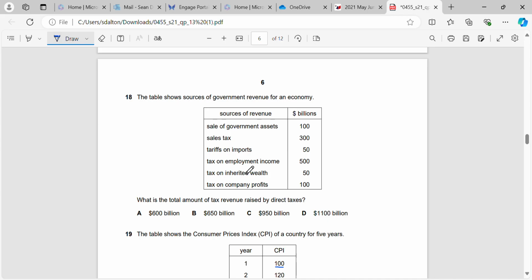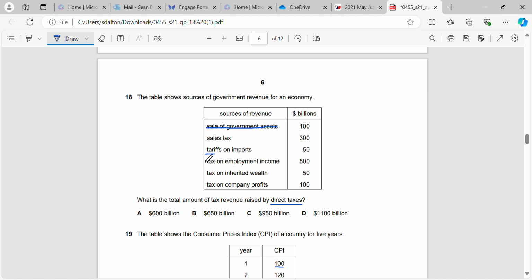Okay, 18. The table shows sources of government revenue for an economy. What is the total amount of tax revenue raised by direct taxes? Okay. Remember, direct taxes are the taxes that are paid by the individual or the firms themselves. There's no third parties involved. So, sale of government assets is not direct taxes. It's just a sale of assets.